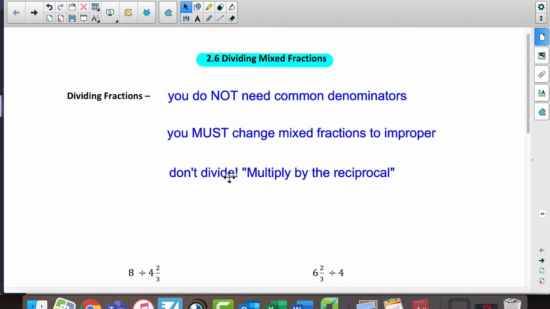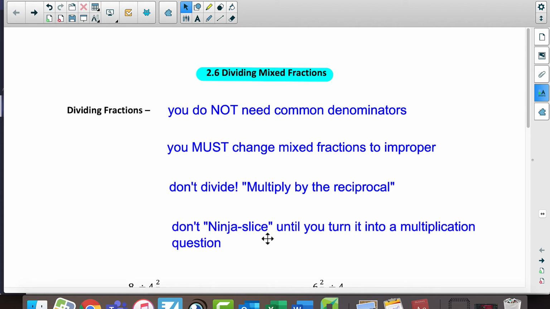Remember, you're not going to divide. You're going to multiply by the reciprocal. And you don't ninja slice until you turn it into a multiplication question. So really it's just the same as what we did last day. The only thing different is you've got to change your mixed fractions to improper. So let's get straight to some questions.